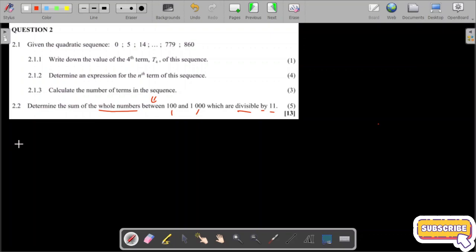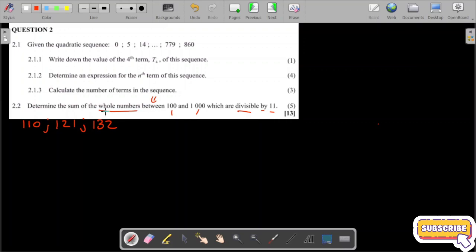So now, I was thinking about these numbers. The first term between these, I got 110. If you take this number and divide it by 11, you're going to get a whole number: 110 divided by 11, I get 10. So that number is divisible by 11. Another one that follows is 121. This number is also divisible by 11. And another one is 132. So 132 is also divisible by 11.